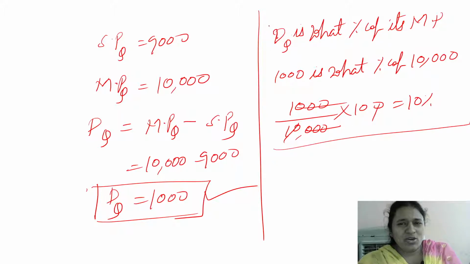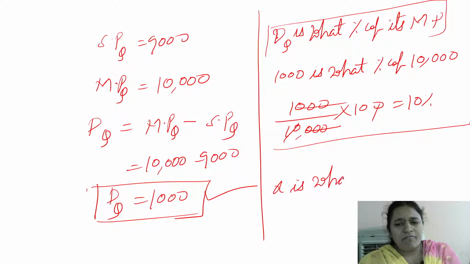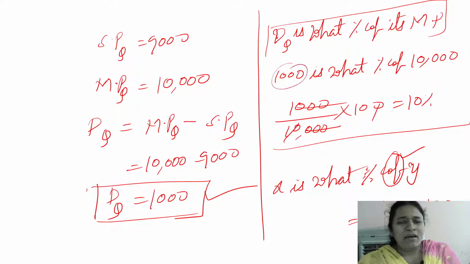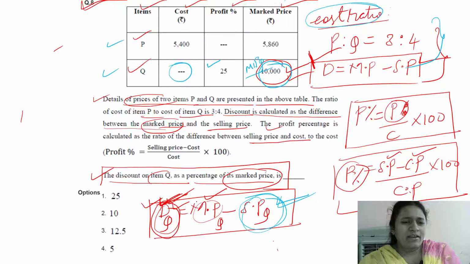This is also one formula here. X is what percentage of Y? That means whichever comes after 'of' will come in the denominator. The first one will come in the numerator. X by Y into 100. That's why this 10,000 came in the denominator. This is the right answer here. The 10, option 2 is the right answer.